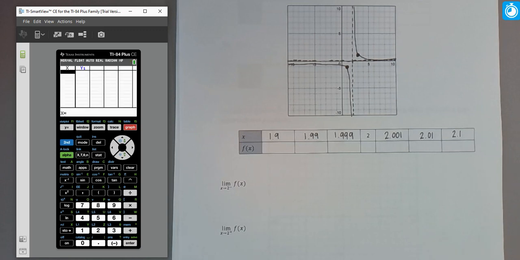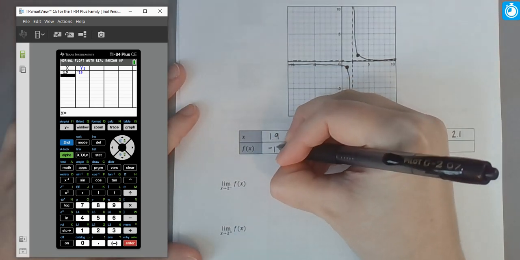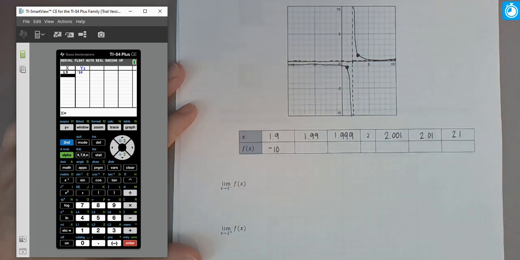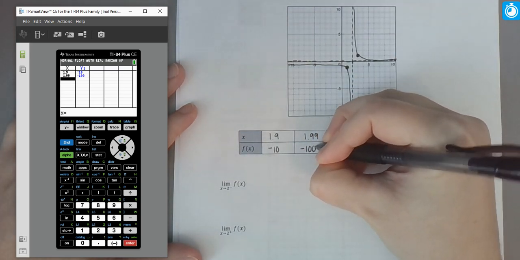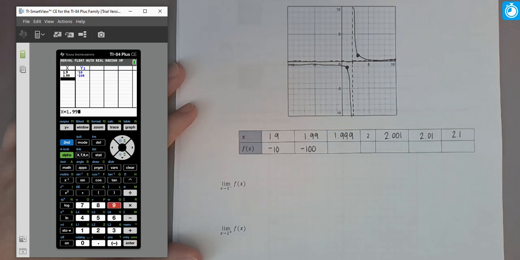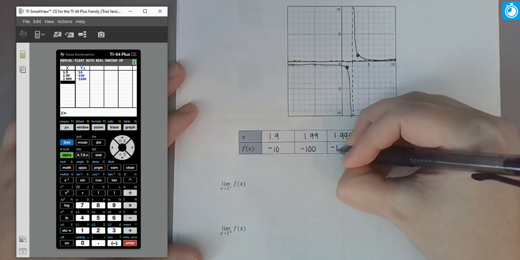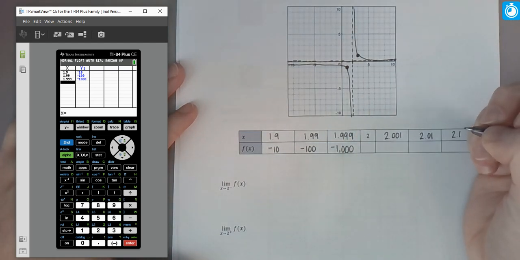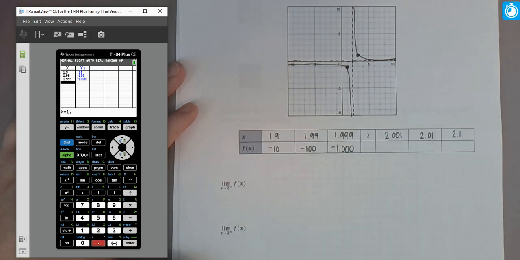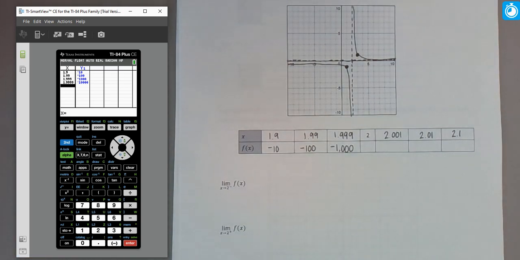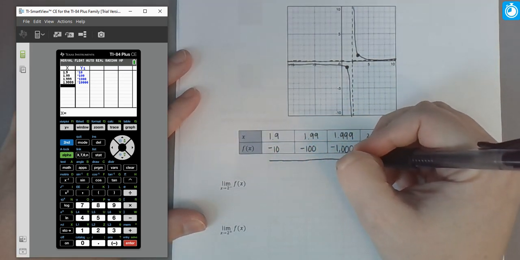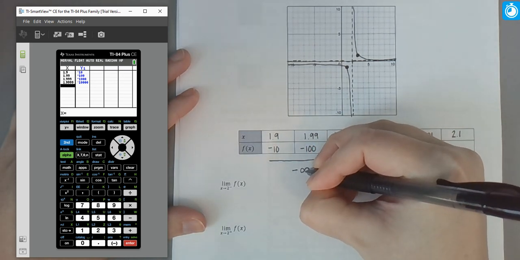Okay, so from the left-hand side, 1.9, furthest out but close, we're at y equal to negative 10. 1.99, well now we're at negative 100. 1.999, negative 1,000. And you can probably see the pattern. What if we went one step further, 1.9999? Well, negative 10,000. What's happening? They're getting larger and larger, but they're negative numbers, so they're getting more and more negative. So on this side, we're approaching, looks like negative infinity.